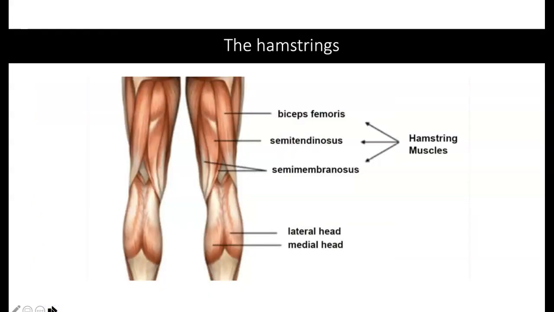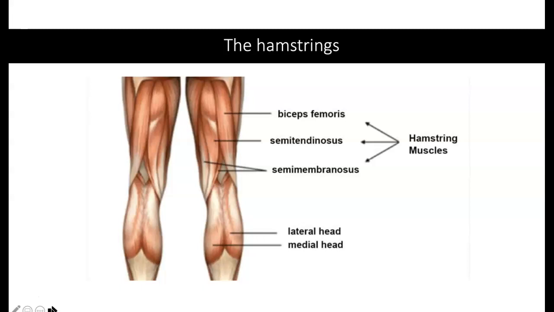All right, let's move on to the hamstrings group. So we're looking in this posterior compartment of the leg. We're looking at the hamstrings. Now, for the hamstrings, there's 3 muscles, of course, you can see them there, that you are going to need to know. Yes, you're going to need to know the biceps femoris, the semitendinosus, and the semimembranosus. So those are the 3 hamstring group muscles that you're going to need to know.